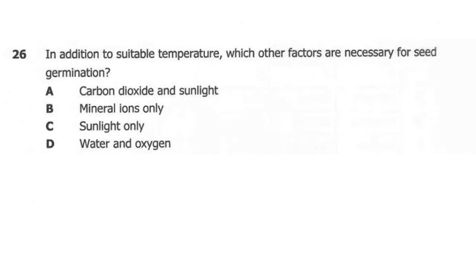Question 26. In addition to suitable temperature, which other factors are necessary for seed germination? A. Carbon dioxide and sunlight. B. Mineral ions only. C. Sunlight only. D. Water and oxygen. What's the correct answer? Is it A, B, C, or D? Let me know in the comment section.